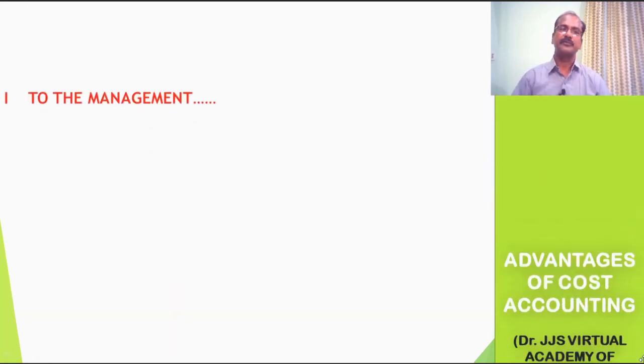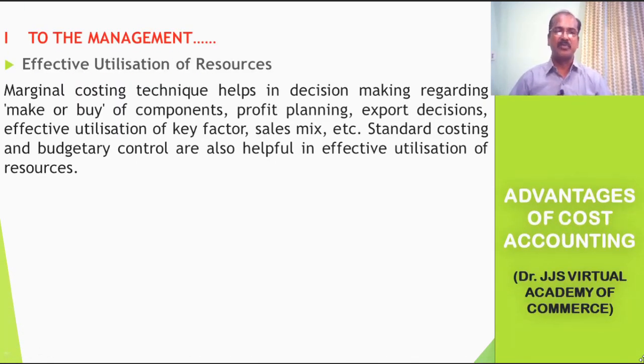production of any product. The next advantage of cost accounting to the management is effective utilization of resources. The techniques like marginal costing, a primary technique of cost accounting, help in decision making regarding make or buy of components, profit planning, export decisions, or accepting or rejecting a foreign order, then effective utilization of the key factor or limiting factor, which could be a scarce resource or scarce input, then proper sales mix between the different products that are manufactured by a concern, etc. Standard costing and budgetary control techniques are really helpful in effective utilization of all the resources of an organization.